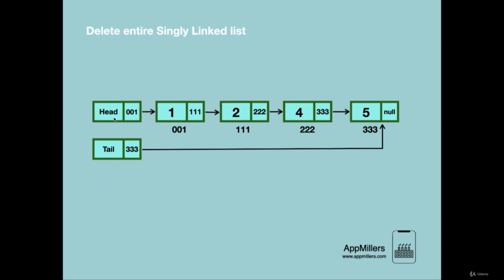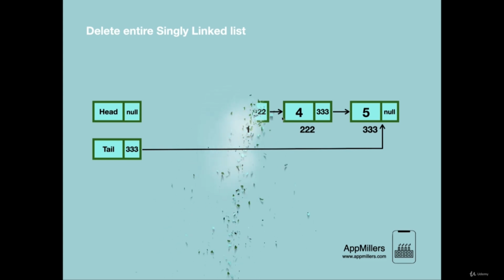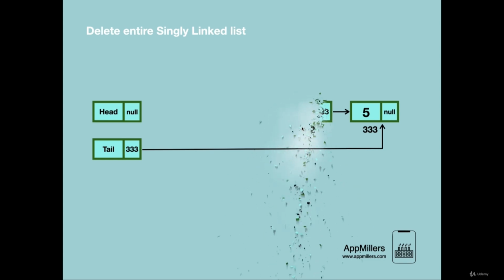So let's set our head value to null and see what's happening. If we set this value to null, we see that the connection between head and the first node is broken. So the garbage collector will destroy this node over here. After destroying this, we see that we don't have any connection to the second node over here, so it is eligible for garbage collection, and it will destroy this node over here as well.